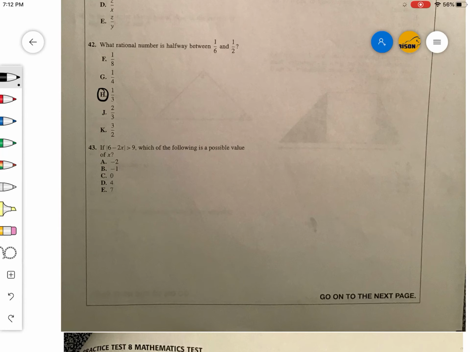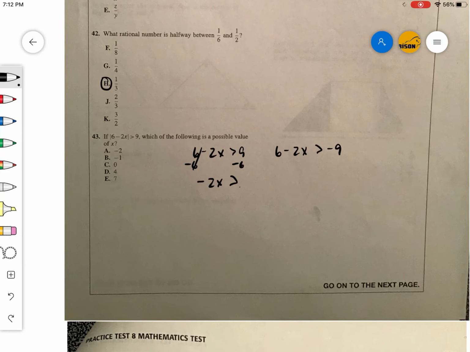If the absolute value of 6 minus 2x is greater than 9, which of the following are possible values of x? Okay, so if you remember how to solve absolute value questions, we do 6 minus 2x is greater than 9, and we also do 6 minus 2x is greater than negative 9. So you do it for the positive and the negative. So subtract 6, you get negative 2x is greater than 3.